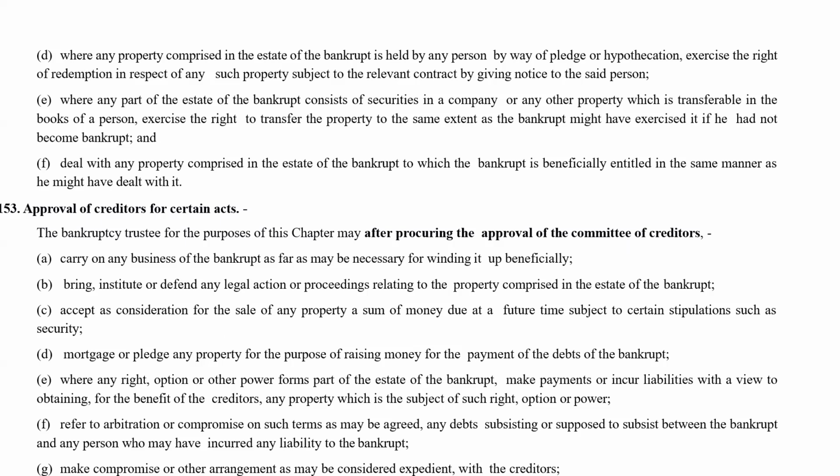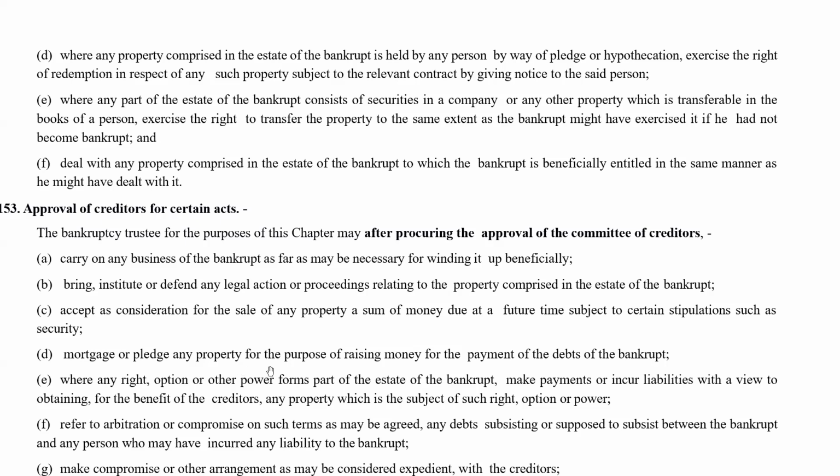So this is something similar which can be equated to section 28. In section 28 during CIRP, there are certain actions which cannot be taken without the prior approval of COC. But here the word prior is missing. You can say what it says, after procuring the approval. So the word prior is missing here. You can just note it down.